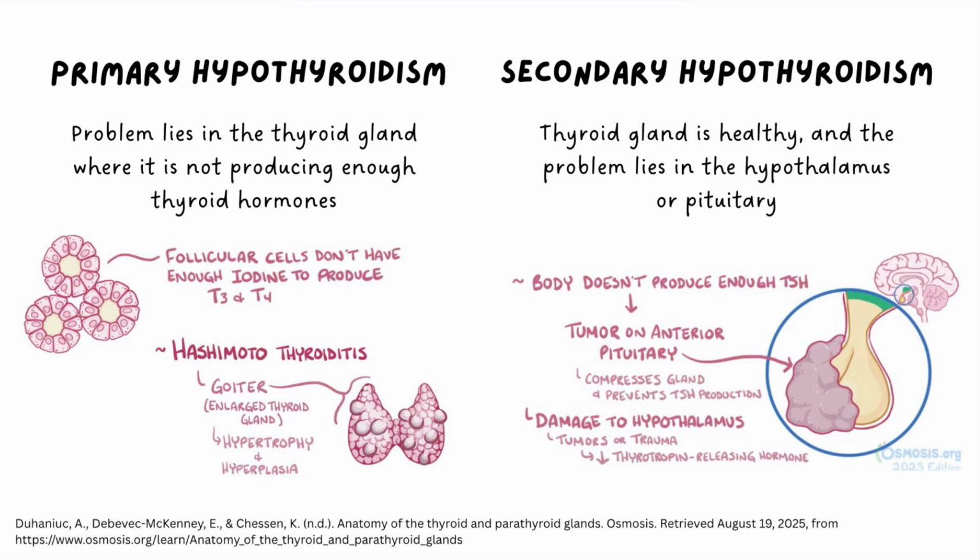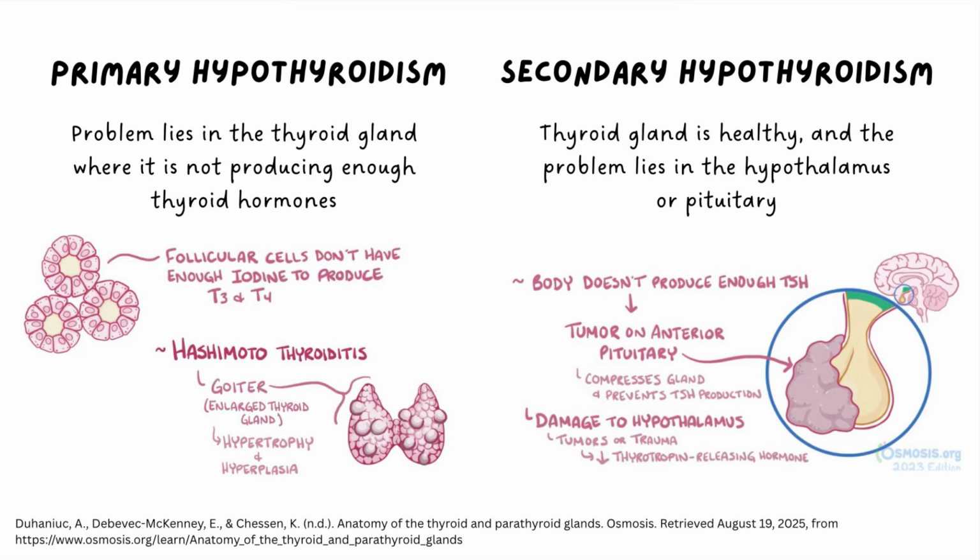We have primary and secondary. In primary, our thyroid gland is the issue because it isn't making enough thyroid hormones. And this can happen for a range of reasons. One of the major causes worldwide is iodine deficiency. We know that iodine is essential for our follicular cells, which we talked about earlier, to synthesize T3 and T4. So without it, these hormones don't get produced.